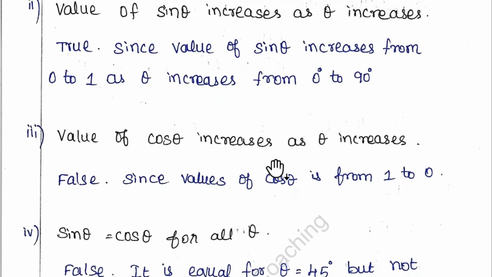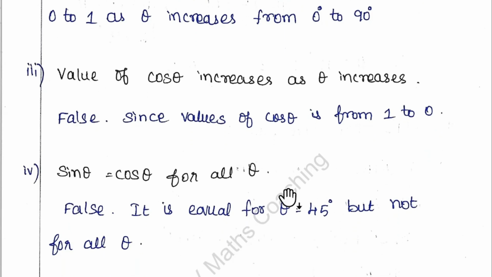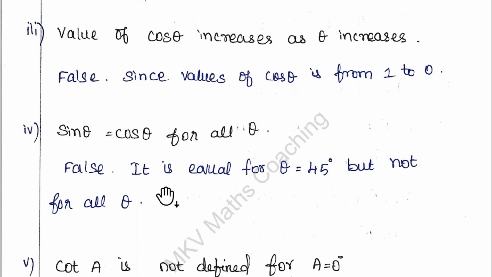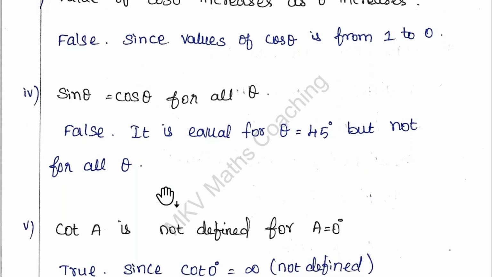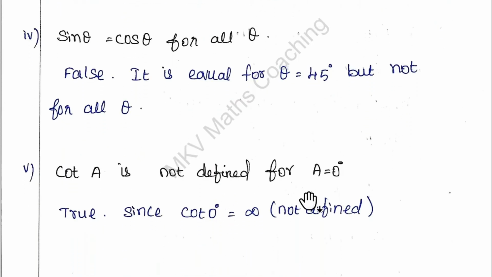The value of cos theta increases or decreases? Cos theta value starts from 1 and ends with 0, so it is decreasing, not increasing, so it is false. Sin and cos are equal for all the values of theta. Is it true? No. Only for theta 45 degree it is 1 by root 2 for both sin and cos. All other values are different, so it is false. Cot A is not defined for A equal to 0. Check the cot A table. Cot 0 is not defined, so it is true.